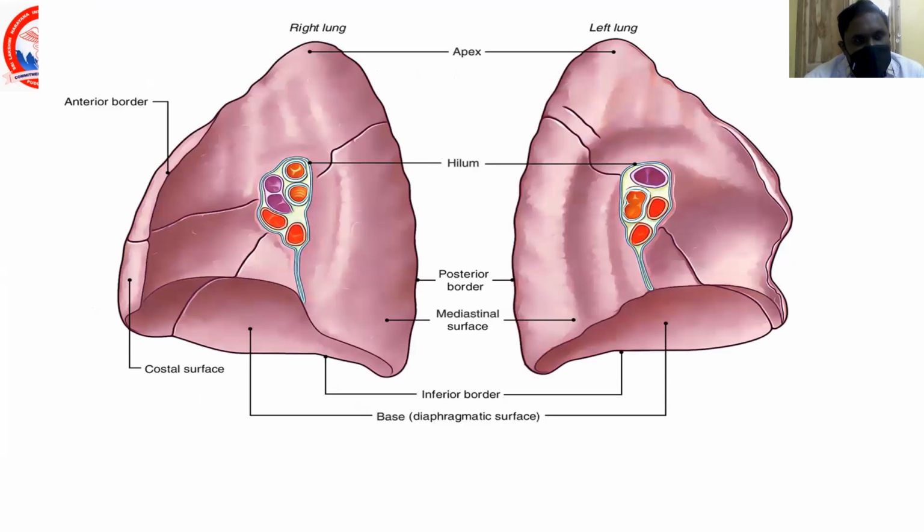This is the apex of the lung, anterior border, hilum, costal surface, base. Then this is the inferior border. This is the mediastinal surface. This is the posterior border, hilum, apex of the lung, left lung, right lung. Okay. Right lung, if you see right lung, this is the bronchus, this is the artery, these are the pulmonary veins. This is the pulmonary artery, bronchus, and vein.